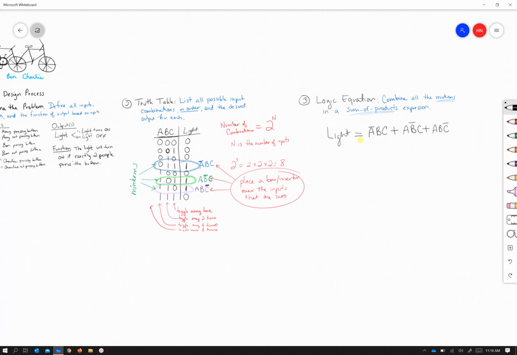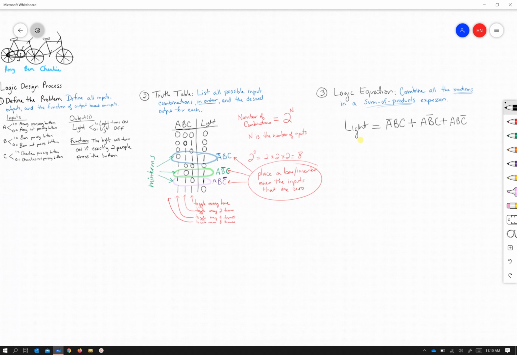So again, for our process, we've defined all the inputs and outputs, how it's supposed to work. We listed every single combination in step 2. And in step 3, we've captured for all the combinations, which ones of those should we focus on turning the light on. And we have listed them in a sum of products form. Okay, and those combinations where the output is a 1 is called a min term.